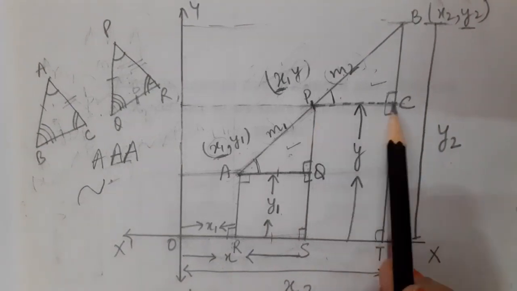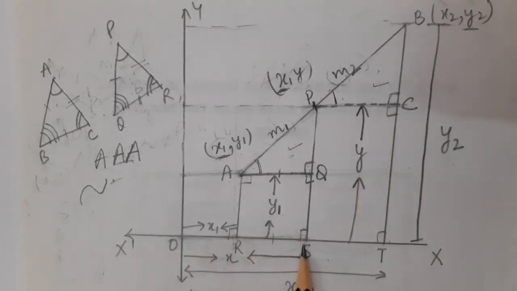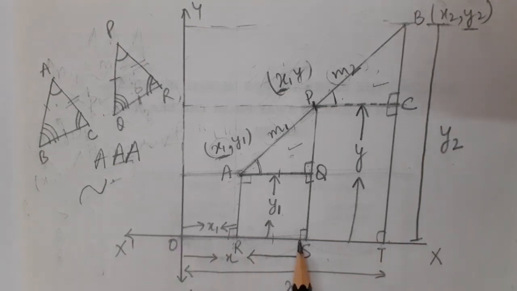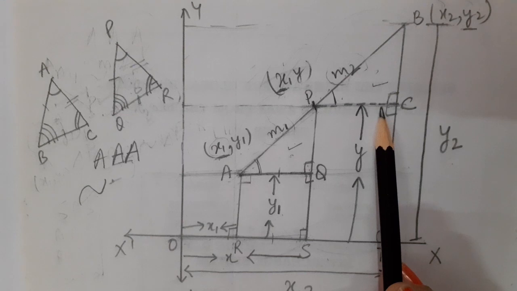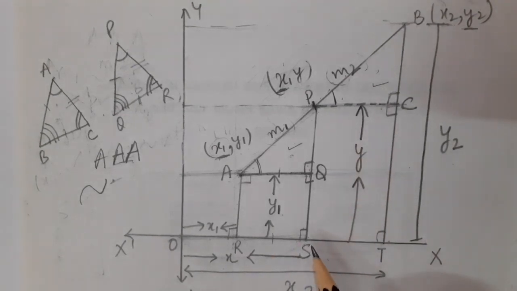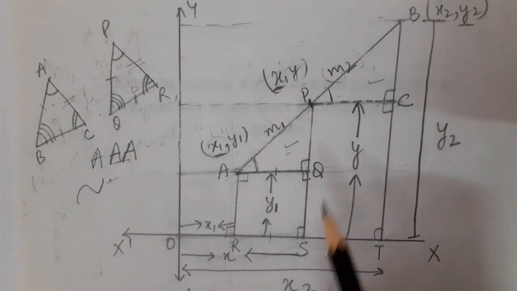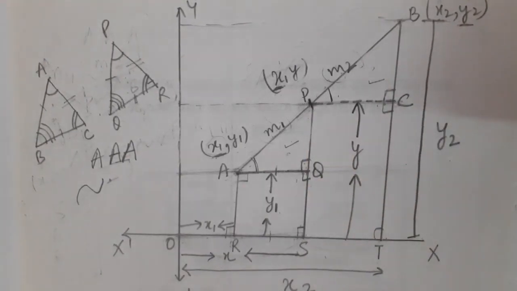This is complete PC. How did I calculate PC? If I subtract OS from OT, so I can write OT minus OS. That would give me x2 minus x. That is equal to PC. In the same manner, you will be calculating QP as well as BC. Fine, students? This is complete QP and you will be calculating BC as well.